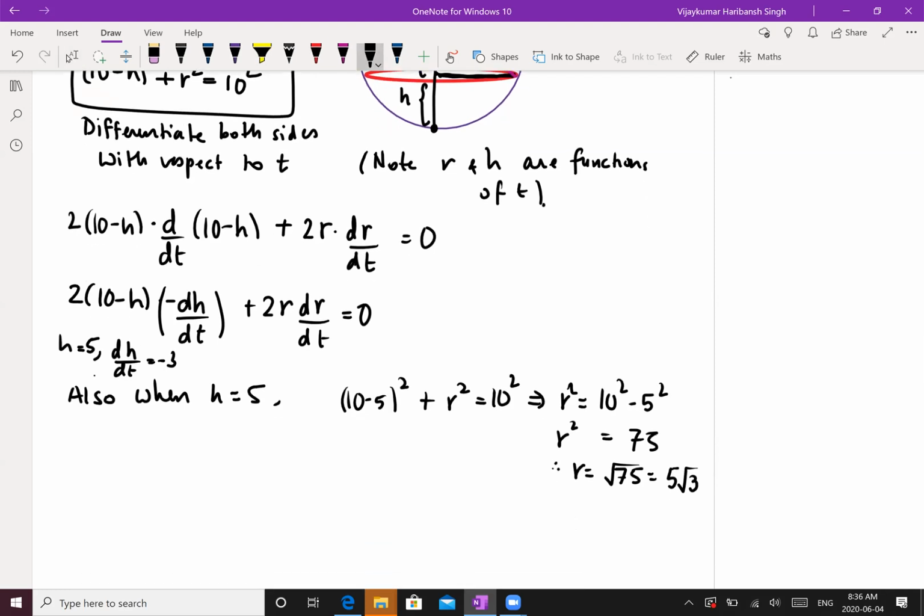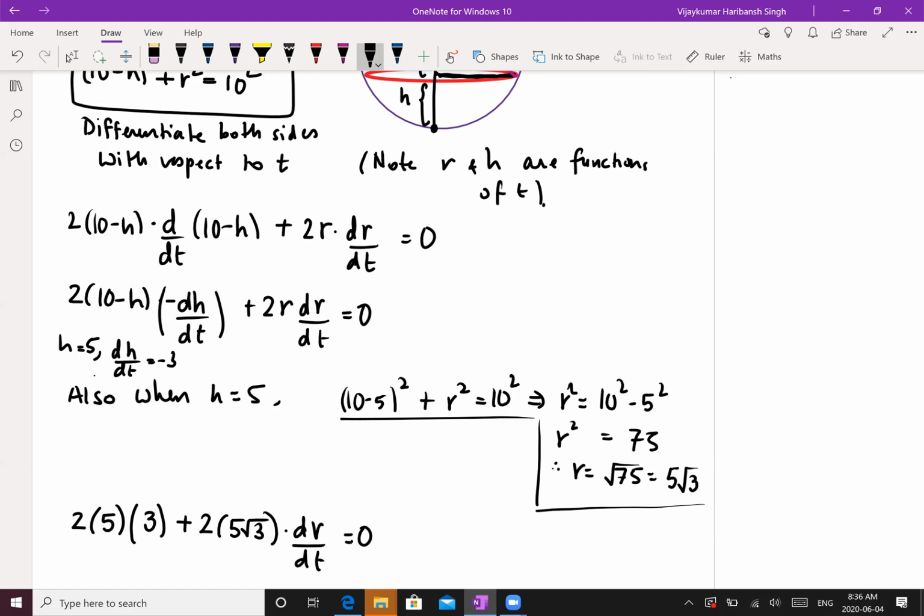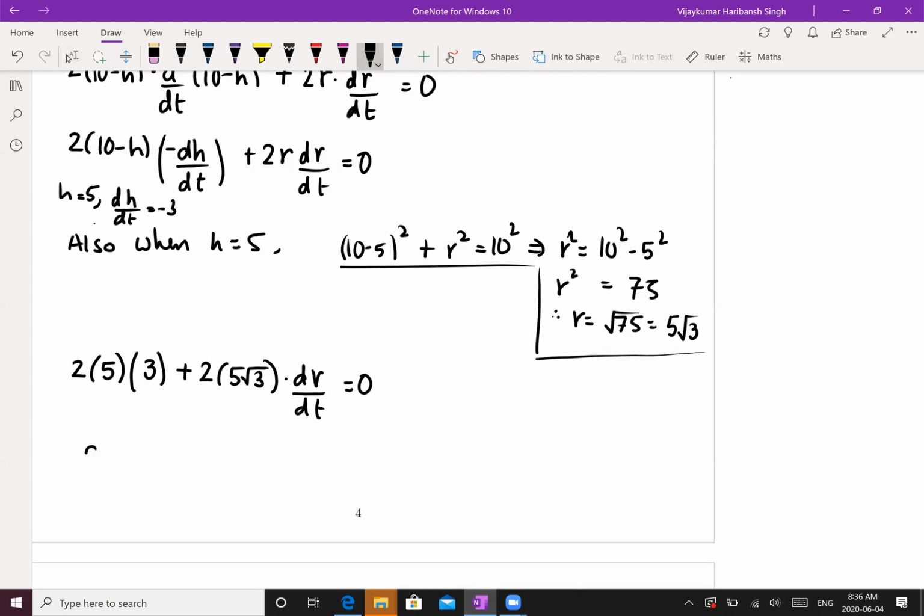So therefore, let's substitute this back in the equation. What do we get? We get 2 times 5, because h is 5, times minus dh by dt. So we get minus of minus, we get plus 3, plus 2r, which is 5 root 3, times dr by dt equals 0. So now bring this on the other side. When you bring this on the other side, you get 2 times 5 times 3, and then you divide, you get a minus sign on the top, you get 2 times 5 root 3. And then when you cancel off, you'll see that 1 root 3 will survive. So we get minus root 3 feet per second.